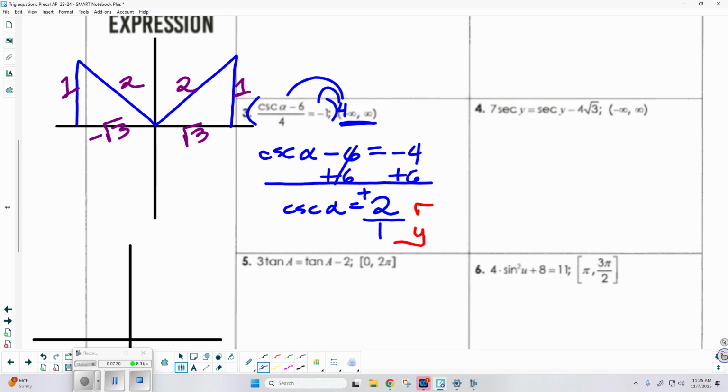Well, what kind of triangle is this? It's a 30, 60, 90. So these 2 reference angles right here, are they 30 or are they 60? They are 30. Why 30 though instead of 60? The smallest angle has to be across from the shortest side.